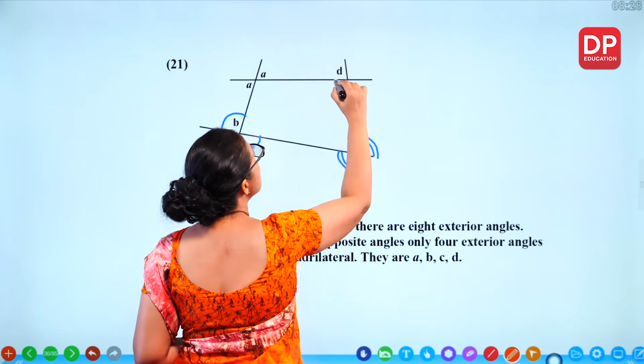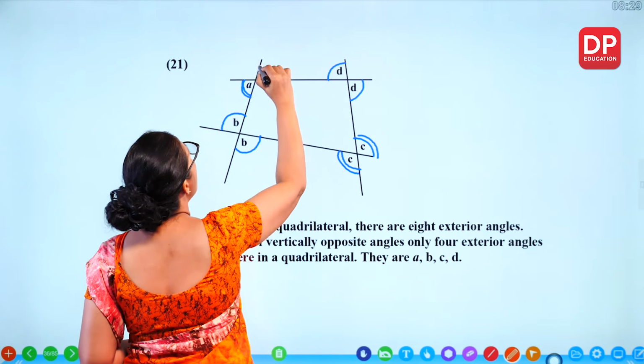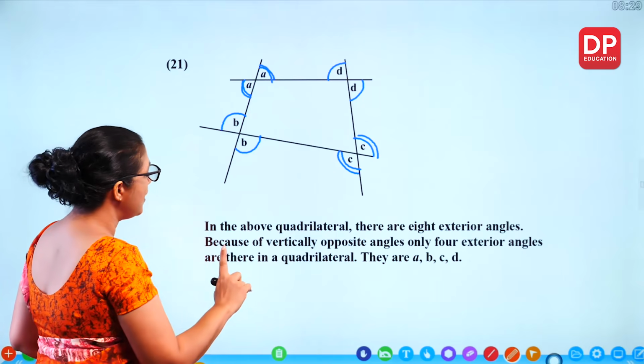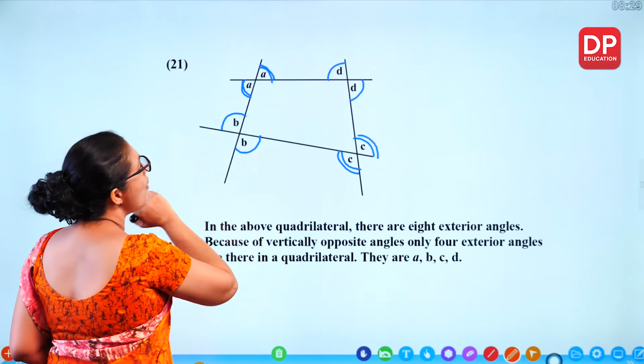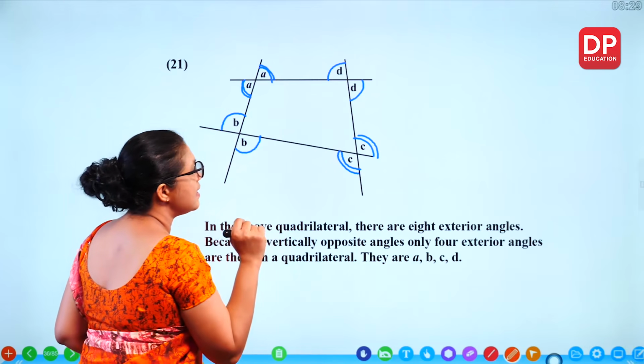So these angles are equal. So that means how many exterior angles are there? We get only 4 exterior angles. That's A, B, C, D.